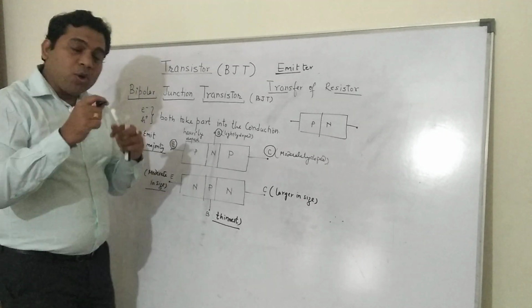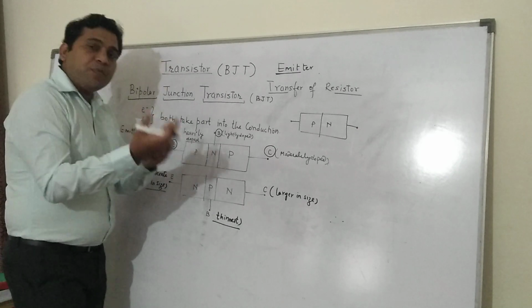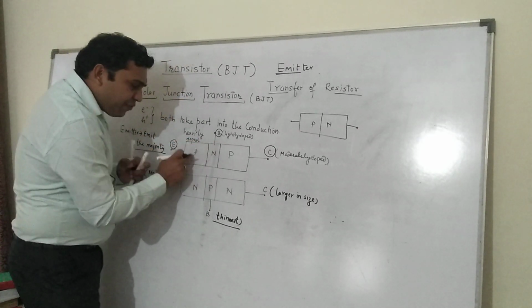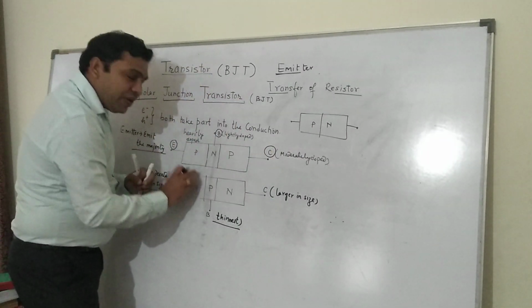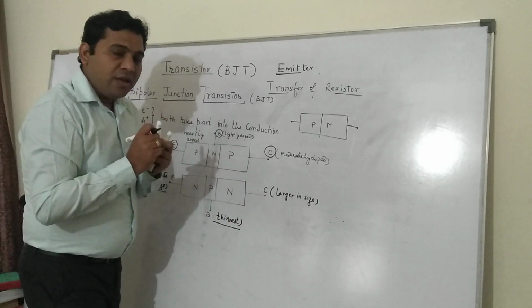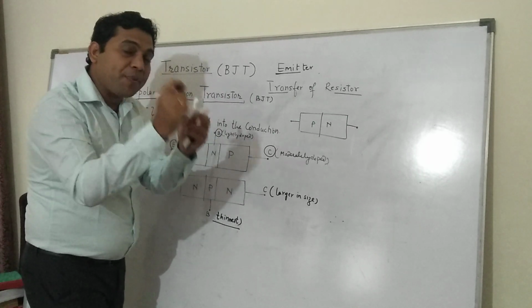Okay, it can be holes, it can be electrons, depending upon which type of transistor you have. If you have a PNP, it will definitely emit the holes. If you have an NPN, it will definitely emit the electrons, with suitable biasing, if you apply a proper biasing.